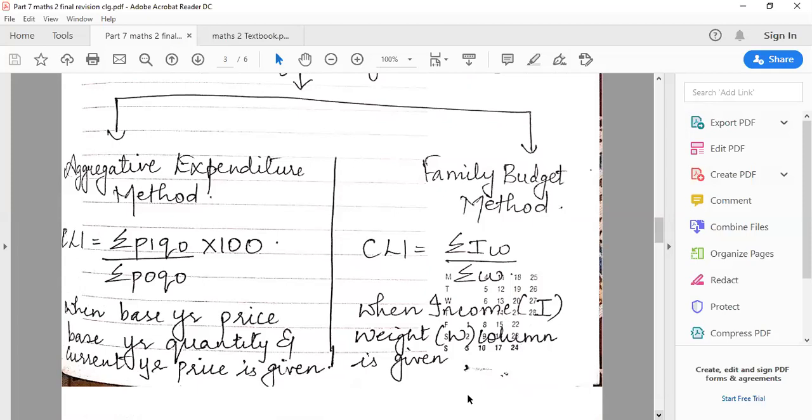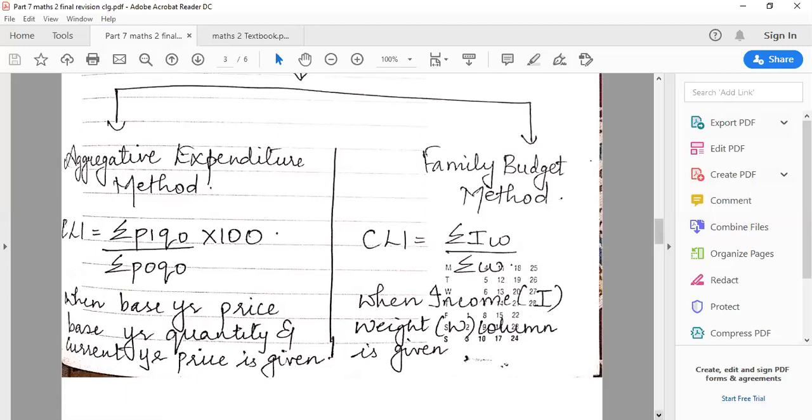All right. So here CLI, until now we were writing P01, Q01. Now you will write CLI. The formula is the same as Laspeyres. So summation P1 (leave space), upon summation P0 (leave space), into 100. Above and below Q0, Q0. Coming to the right side, family budget method. CLI is equal to summation IW upon summation W.